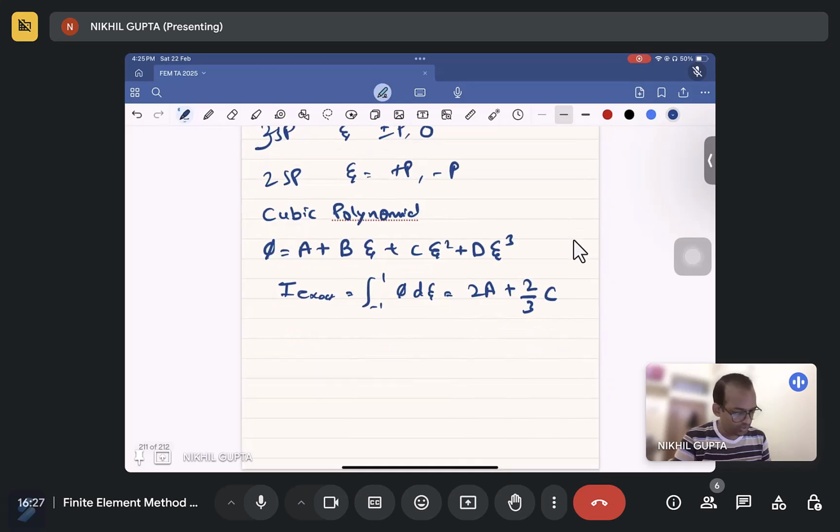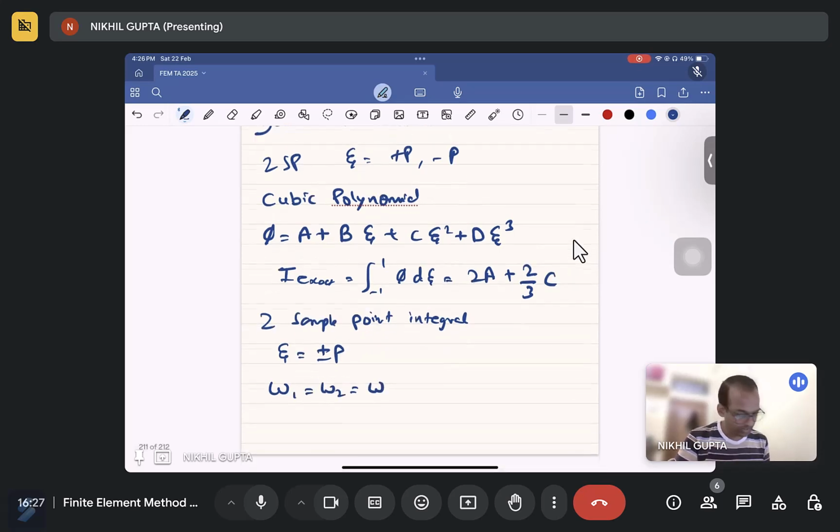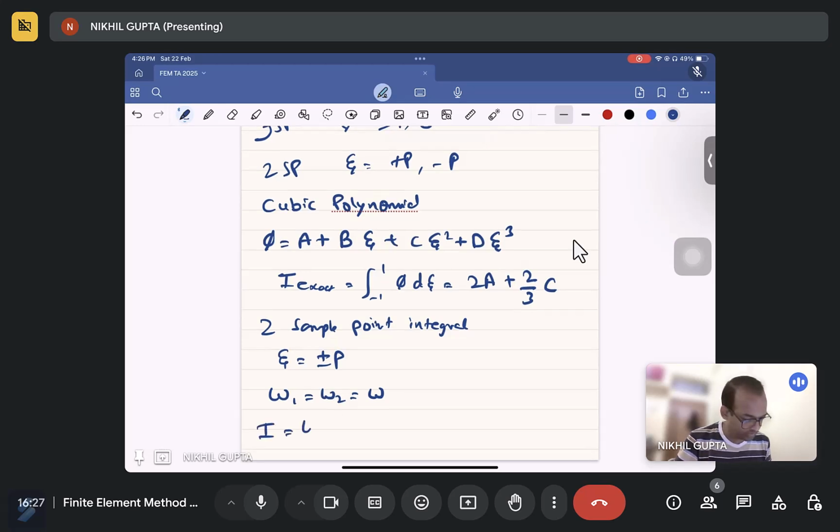Now let's say we require two sample point integration from Gauss quadrature. So our xi will be plus minus p, and the weights should be equal. So W1 is equal to W2. Let's say it is W. When you write the equation in integration form, you will write W1 phi 1 plus W2 phi 2, which will become W phi at minus p plus W phi at plus p. Is it okay?